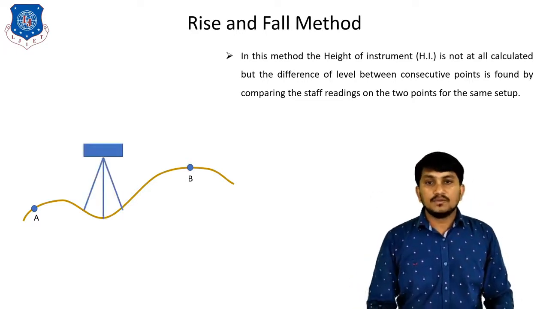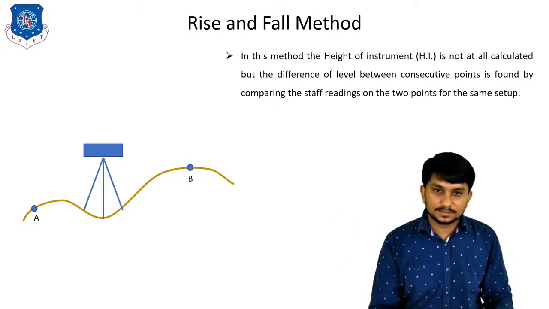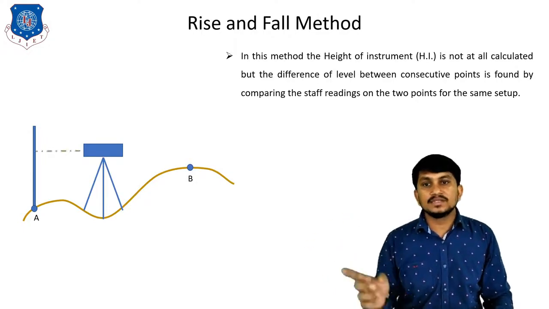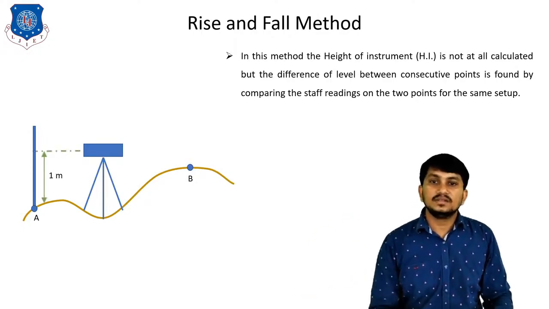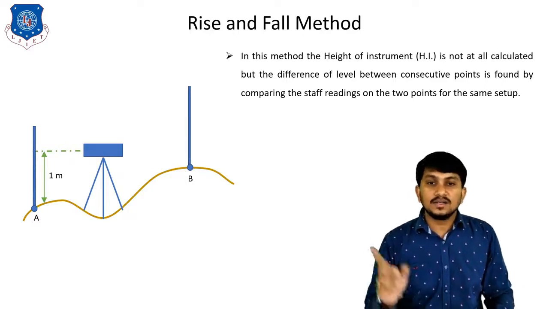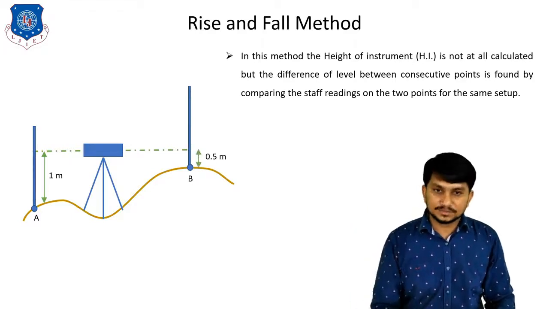For that, one setup is prepared in between these two points like this, and readings are taken first at station A, which is, suppose, 1 meter. After that, we take the reading at station B. Suppose this is 0.5 meter.